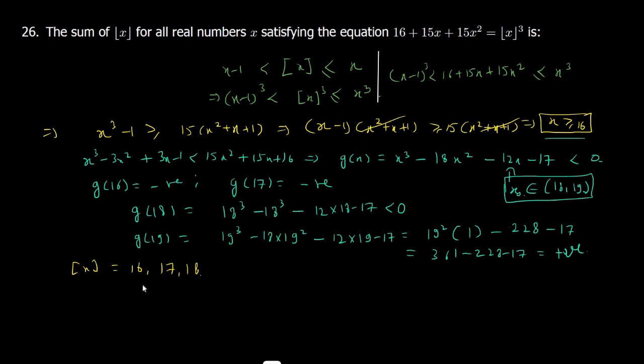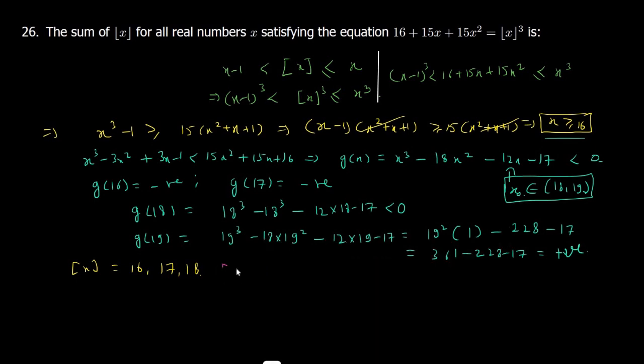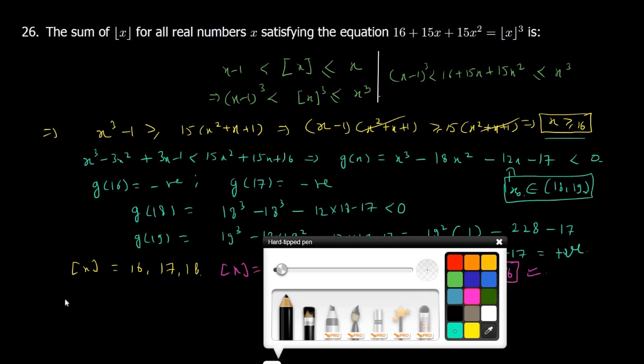Now if you try box of x to be 16, then what will you get? First of all, let's do case by case. Case work: if box of x is equal to 16, then you will get 15x square plus 15x plus 16 is equal to 16 cube. And this will give you nothing but x is equal to 16. So this is one valid solution. So box of x equals 16 will give me a valid solution.